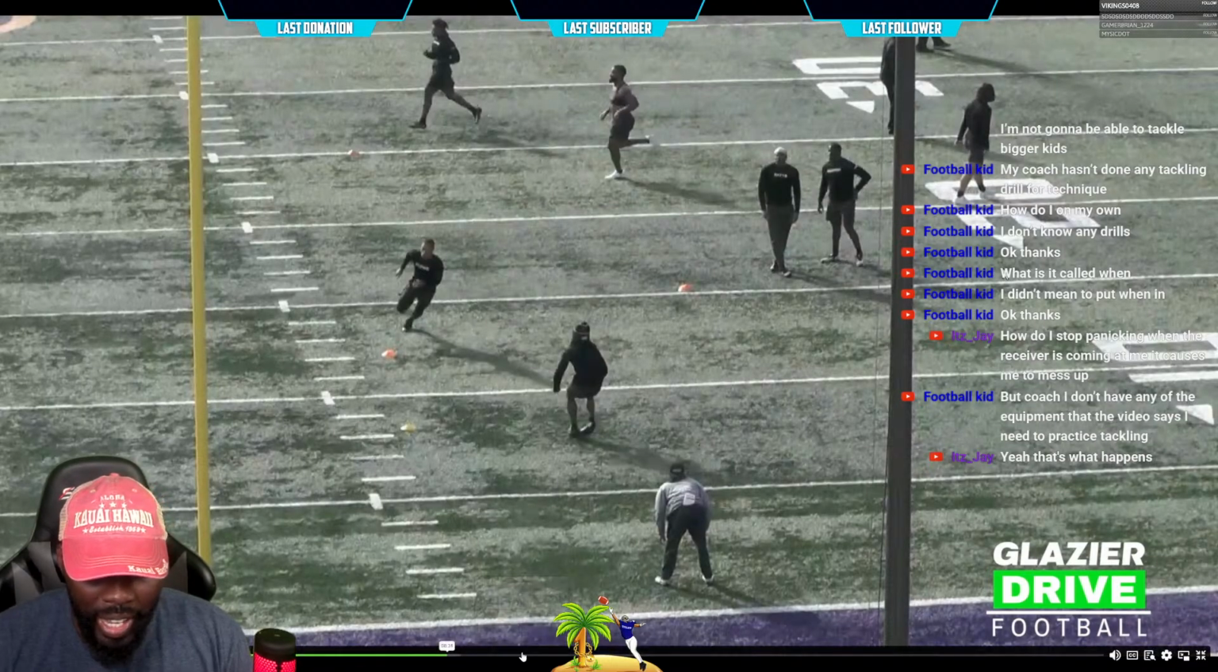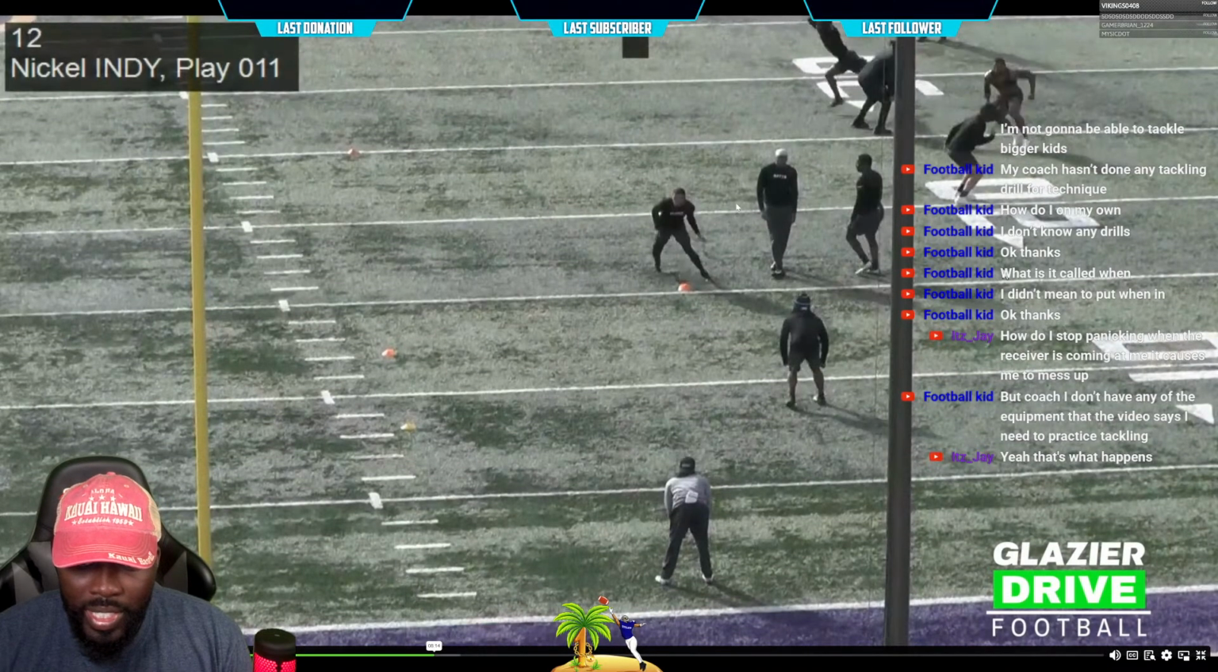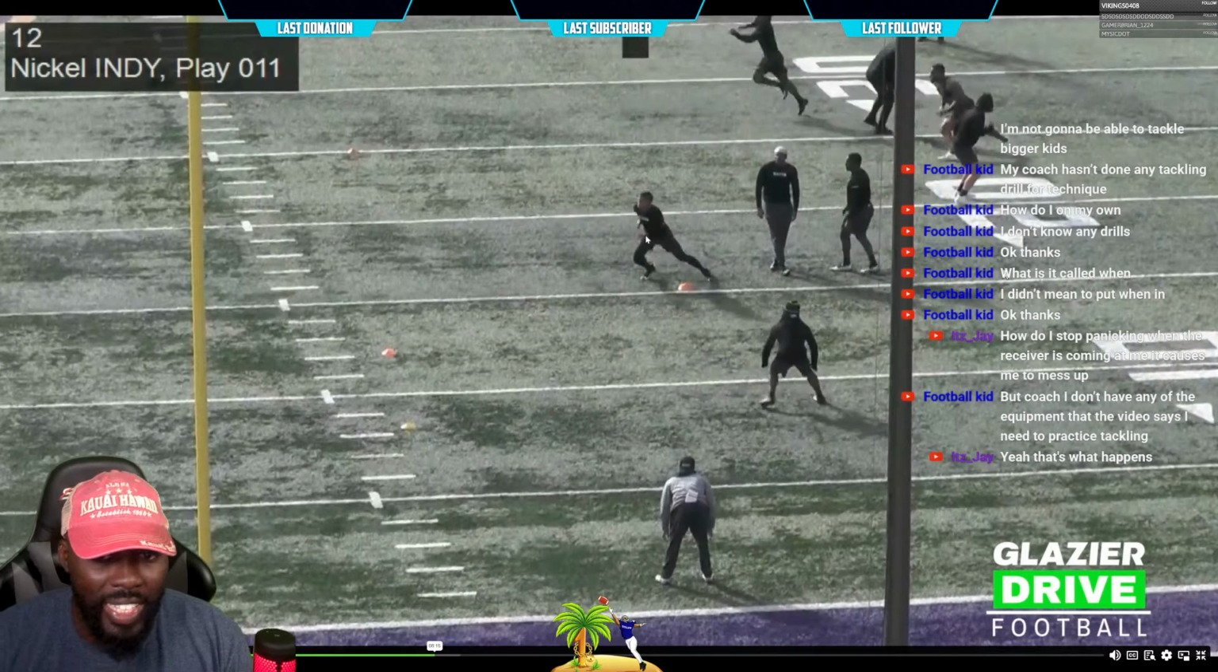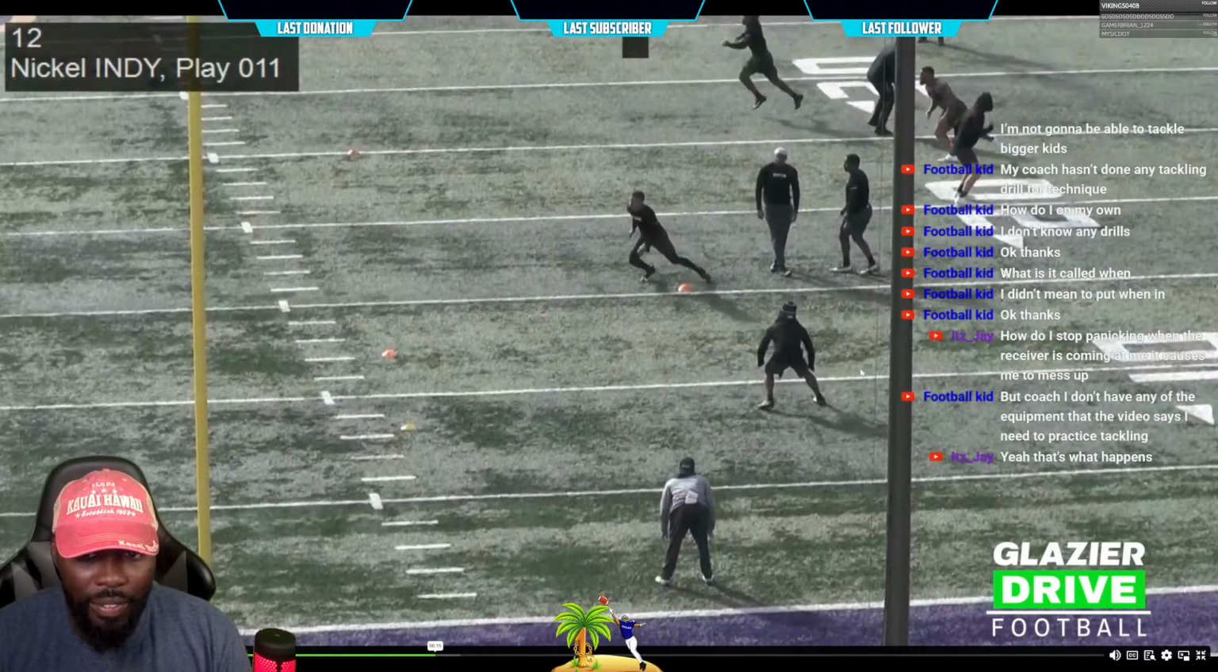And I want you guys to look at this. Look at where he starts. He's outside leverage of the receiver. As he's moving, he maintains that leverage. He doesn't try to beat him and lose his leverage. He maintains that leverage. He trusts that he's protecting that leverage for a reason, right?